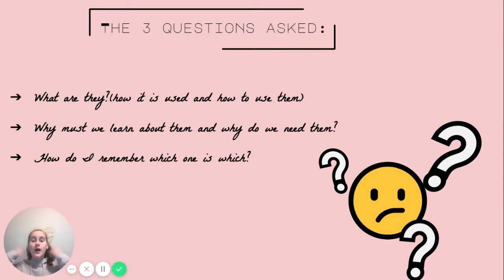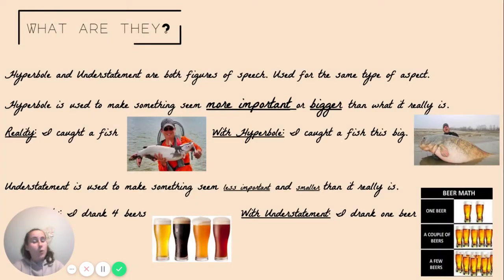So, how to identify hyperbole and understatement. Now, what are they? Hyperbole and understatement are both figures of speech. We use them for the same type of aspect. We use them both in a similar way, in that they give either more or less information, but still dramatic. Hyperbole is used to make something more important or bigger than it really is.